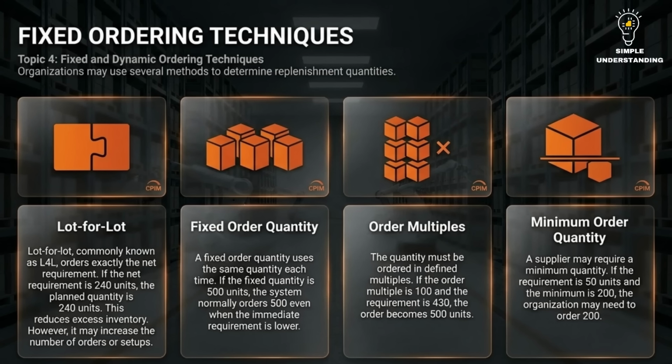Fixed order quantity. A fixed order quantity uses the same quantity each time. If the fixed quantity is 500 units, the system normally orders 500 even when the immediate requirement is lower. Order multiples. The quantity must be ordered in defined multiples. If the order multiple is 100 and the requirement is 430, the order becomes 500 units. Minimum order quantity. A supplier may require a minimum quantity. If the requirement is 50 units and the minimum is 200, the organization may need to order 200.